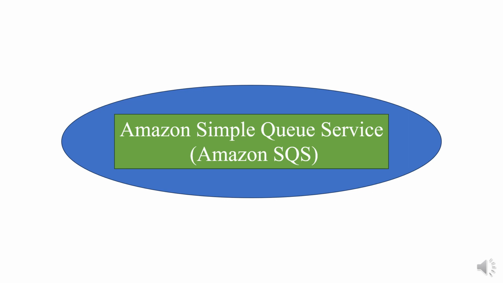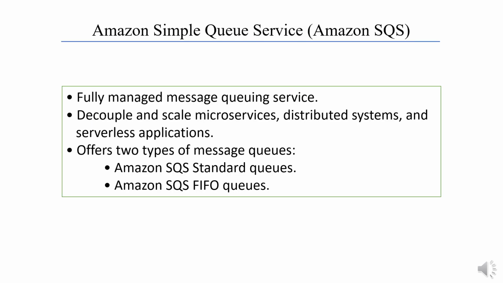Hello and welcome. In this video, we'll talk about Amazon Simple Queue Service, Amazon SQS. Amazon Simple Queue Service is a fully managed message queuing service. It enables you to decouple and scale microservices, distributed systems, and serverless applications.